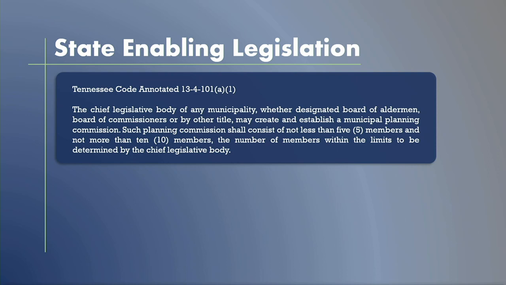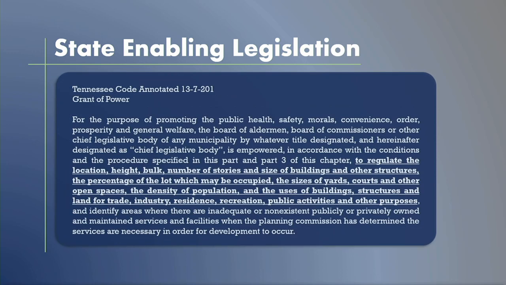Now, beyond just giving the ability to set up a planning commission, this is the text specifically that is the grant of power from TCA that allows communities to actually set up and create your actual zoning ordinance. And this directs and gives parameters to actually what you can regulate in terms of your zoning ordinance.